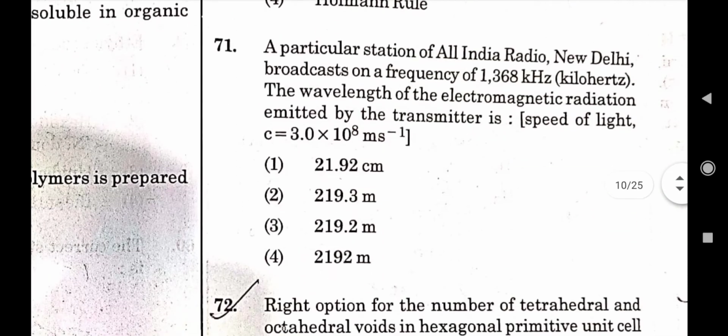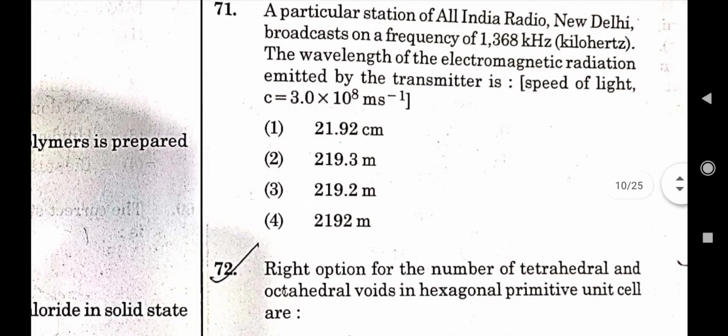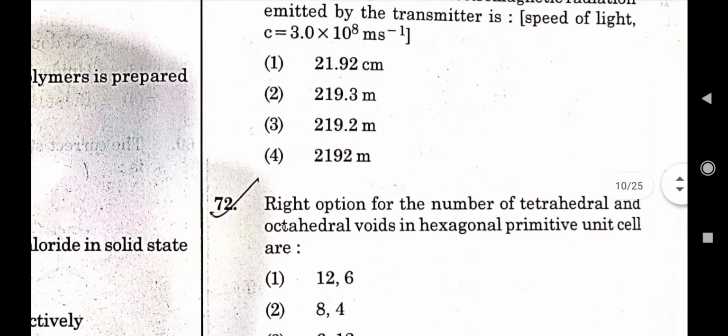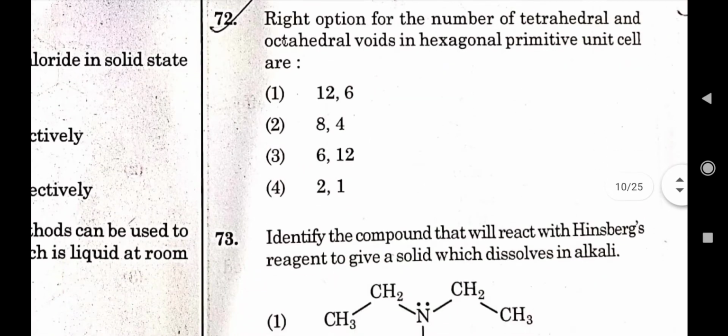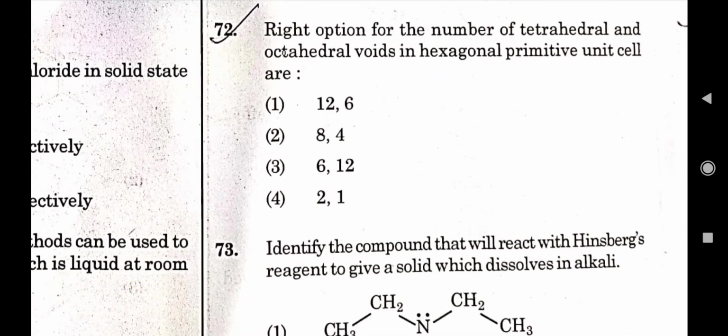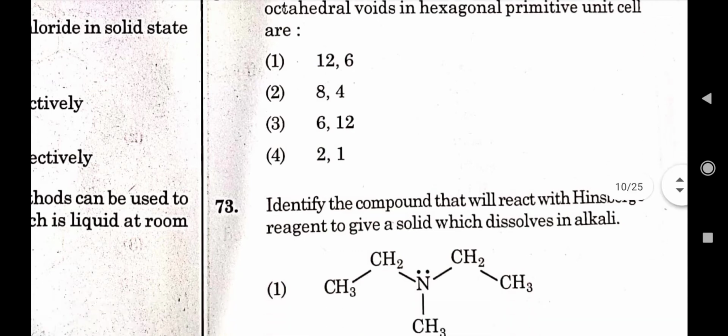Now question number 71, a particular station of All India Radio, ये यहाँ पे दिया है, अब बतानी है the wavelength of the electromagnetic radiation emitted by the transmitter is, इसका जो correct option है that is option second, 219.3. Now coming to question number 72, right option for the number of tetrahedral and octahedral voids in hexagonal primitive unit cells are, इसका जो correct option है that is 12 and 6 respectively, option number 1.